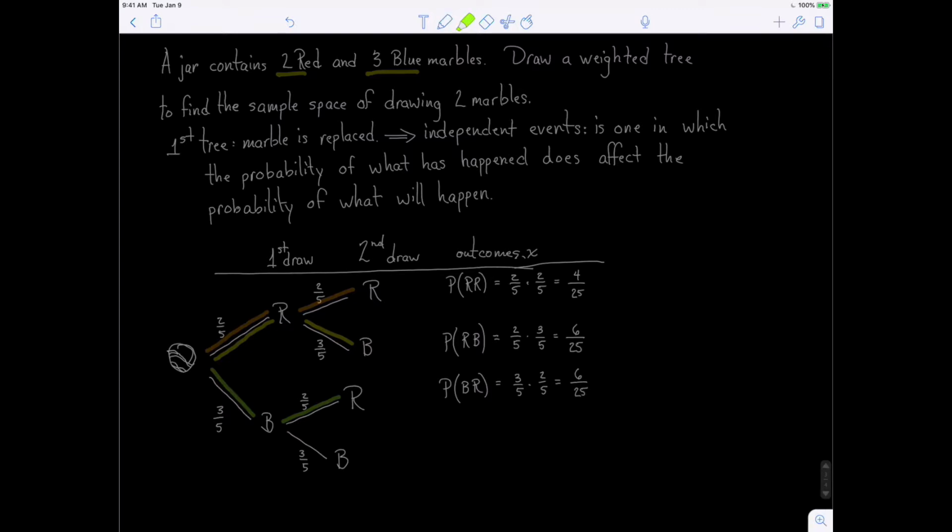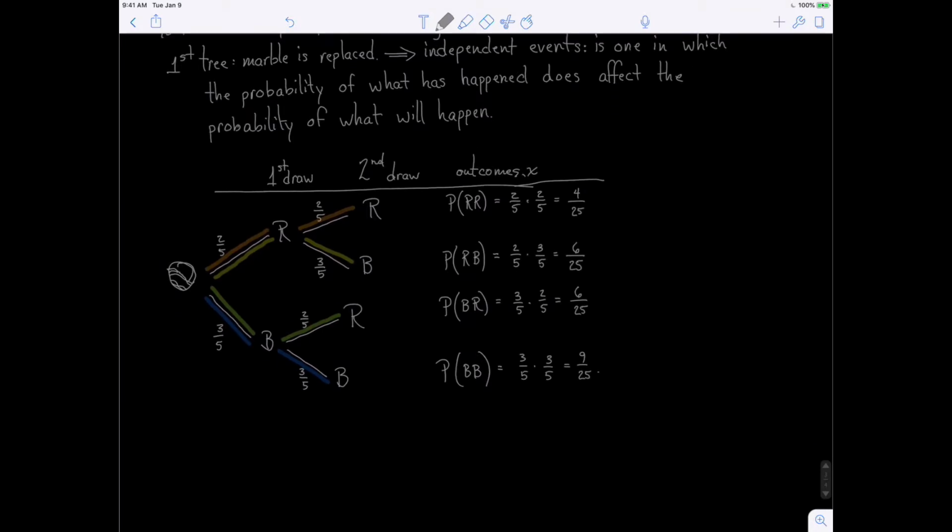And then let's run out our final branch along our tree. That would be first drawing a blue and then drawing a blue again. So if I do that, the probability of a blue, that's 3/5 times 3/5, or 9/25. There. So that is what happens on independent events. Notice that the probability of drawing a red or a blue stays the same each time. Now, let's move to our second example.